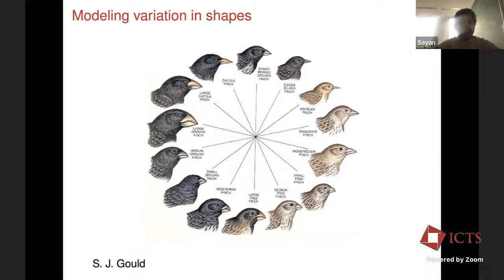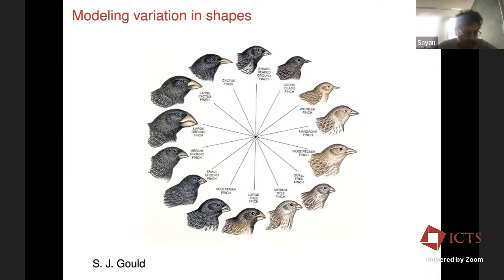Okay, so I'll start the story with the following. Before Darwin, the classic view of thinking about shapes and organisms was as Platonic ideals. So there's an ideal duck, there's an ideal flamingo, right? And this is what zoologists like Carl Linnaeus and others thought about.